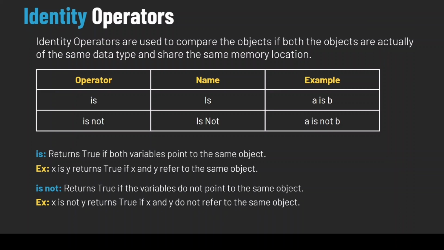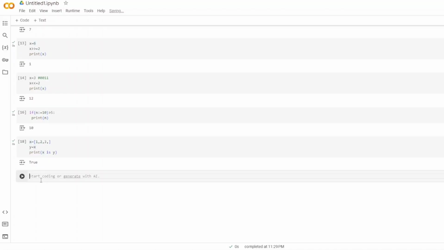The next operator is the is not operator. The is not operator checks if two variables do not refer to the same object in memory. It returns true if they are stored at different memory locations. For example, even though both x and y have the same elements, they are separate objects stored at different memory locations. Python creates two different lists, one for x and one for y. When we check x is not y, Python compares their memory location. Since they are different objects, the result is true.